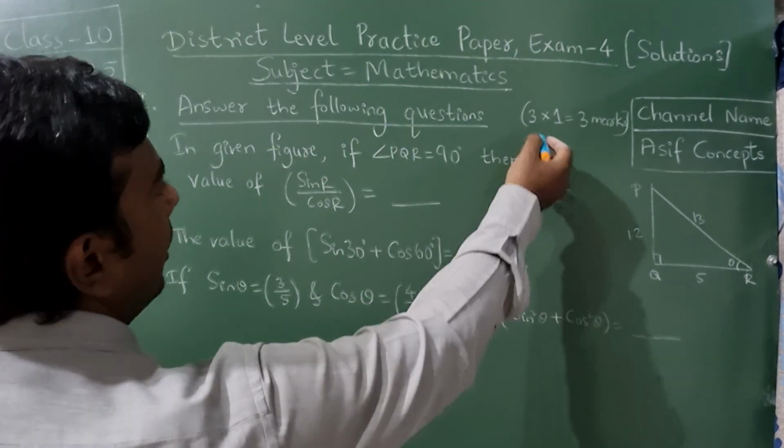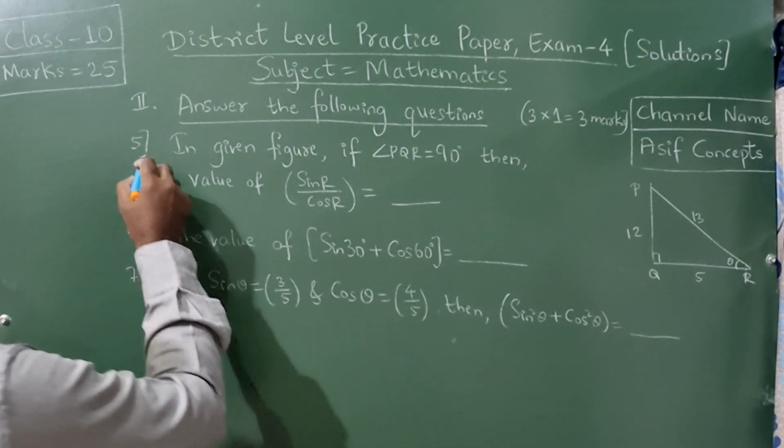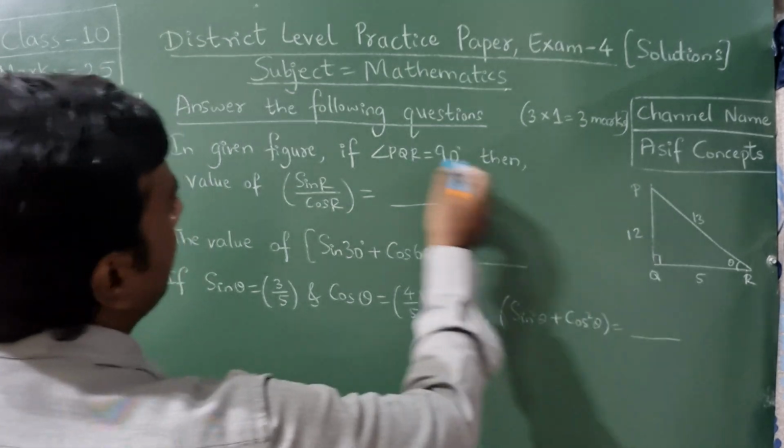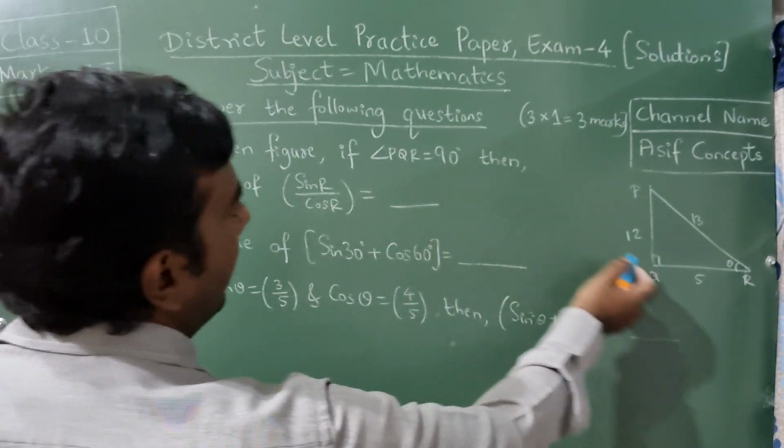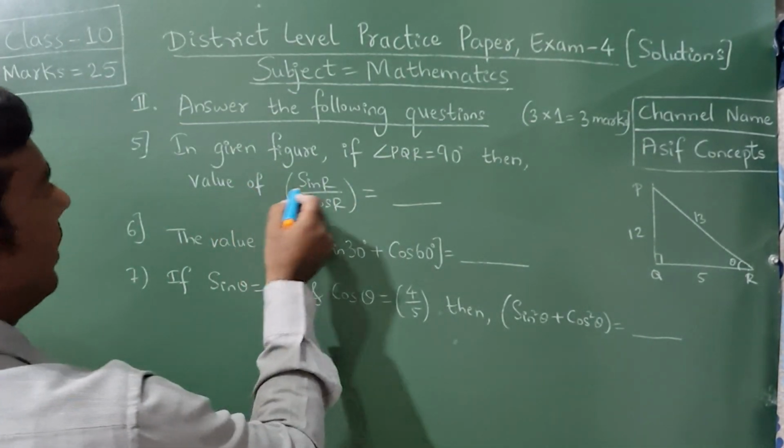Answer the following question. All these are 1 mark question. Okay. So in the given figure, if angle PQR is 90 degree, then the value of sin R by cos R.